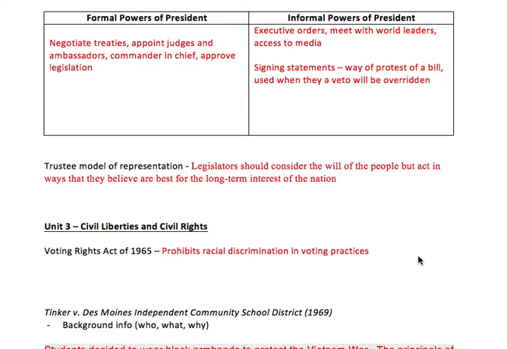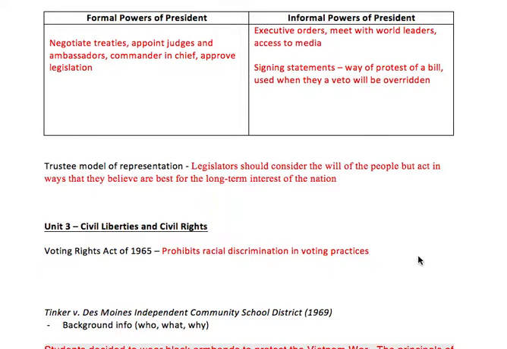Different powers of the president. Some of the formal powers written in the Constitution: negotiate treaties, appoint judges, ambassadors. He or she is the commander-in-chief and can approve all legislation by Congress. Informal things that he or she can do that are not directly written in the Constitution are issue executive orders, meet with world leaders, has access to the media, can also write signing statements.